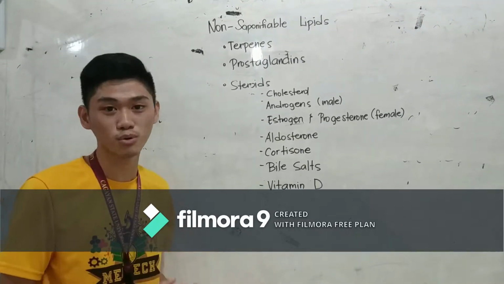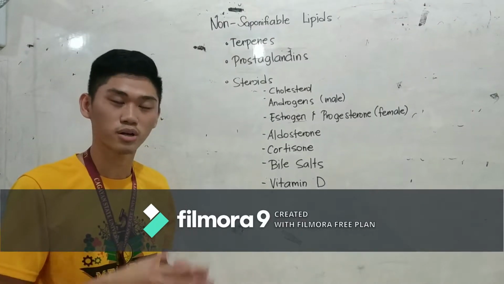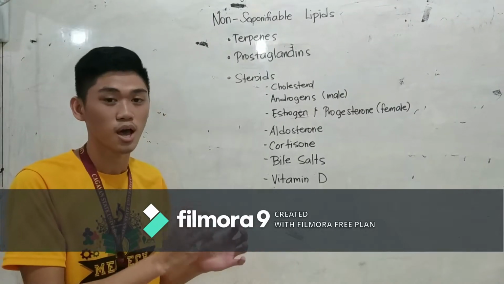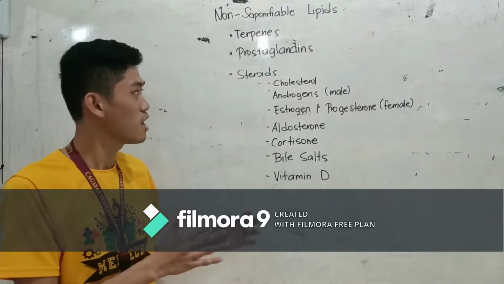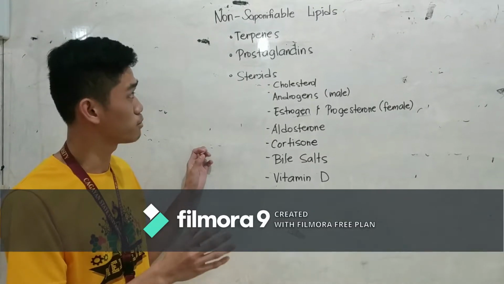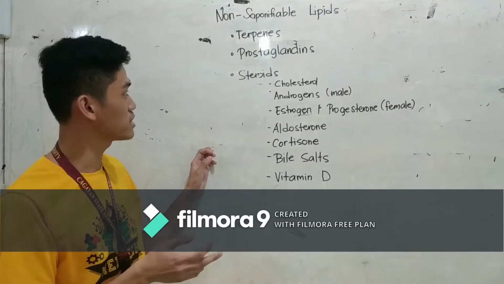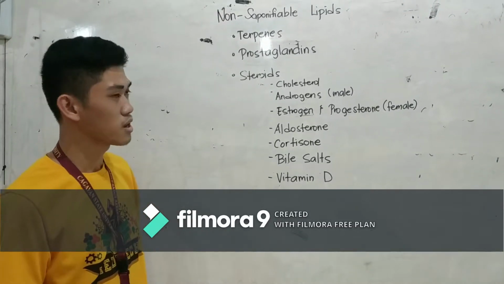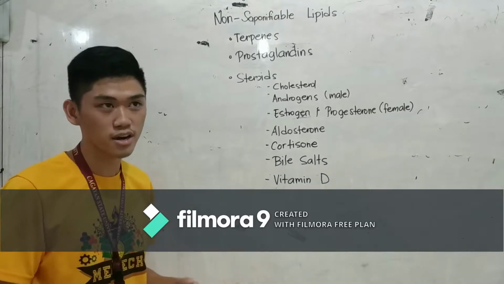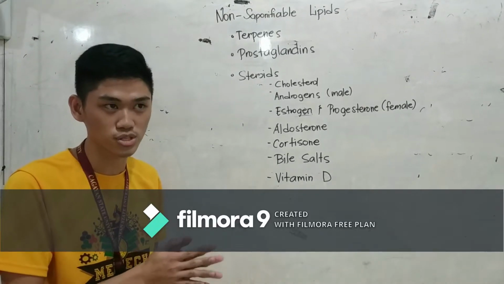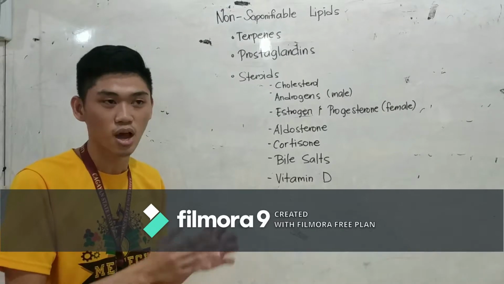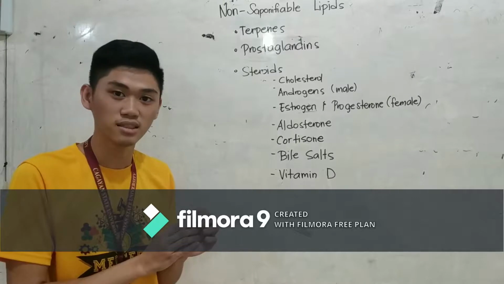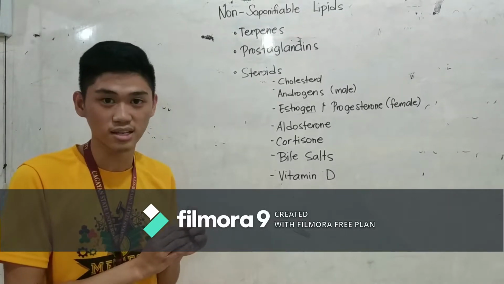Lipids that cannot be broken down into smaller molecules by the process of hydrolysis are nonsaponifiable lipids. There are types of nonsaponifiable lipids. First, we have the terpenes. Second, prostaglandins and steroids. Terpenes are any of the various isomeric hydrocarbons found in essential oils, resins, and balsams, and also include conifers, and these are used in organic synthesis.